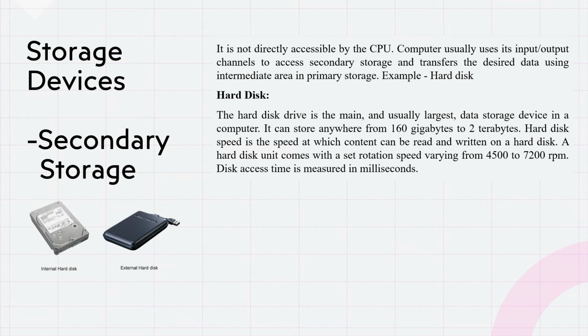The hard drive or hard disk drive is the main and usually largest data storage device in a computer. It can store anywhere from 160 GB to 2 TB and many times more than that. Hard disk speed is the speed at which content can be read and written on a hard disk. A hard disk unit comes with a rotation speed varying from 4500 to 7200 rotations per minute. This is in the case of a typical hard disk, but there is also something known as a solid state drive. Disk access time is measured in milliseconds.